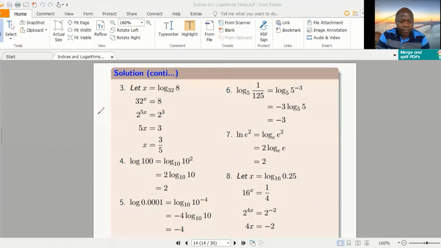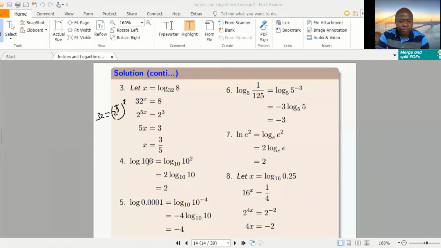So 32 is 2 raised to 5. Then raise it to x. That gives us 2 raised to 5x. And 8 is the same as 2 raised to 3. So the bases are the same, just equate the powers. 5x is 3, and therefore x is 3 over 5.